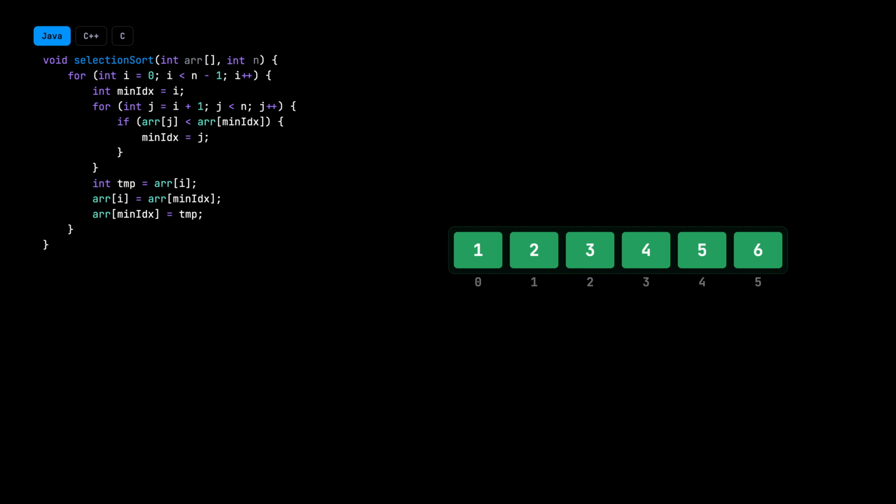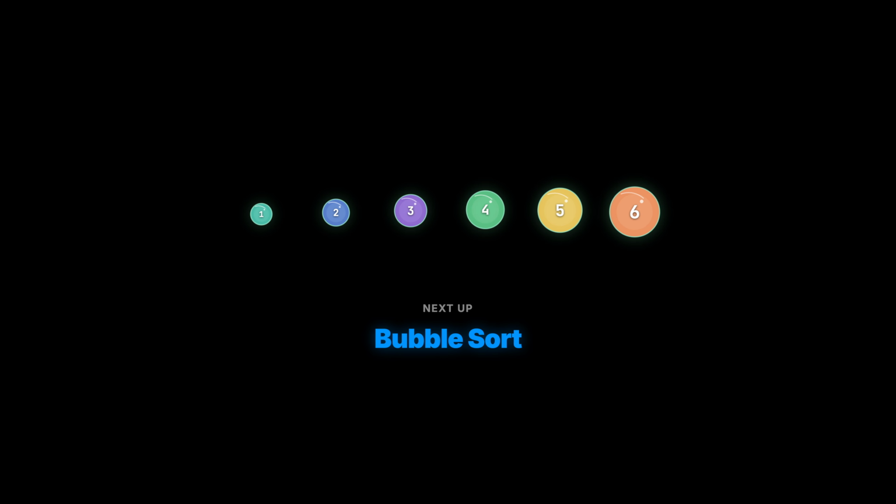Here is the exact same logic in C++. The array comes in as a pointer with its length, but the loops and the swap are identical. And here it is in C. Same structure, same swap, only the syntax changes. The algorithm does not.